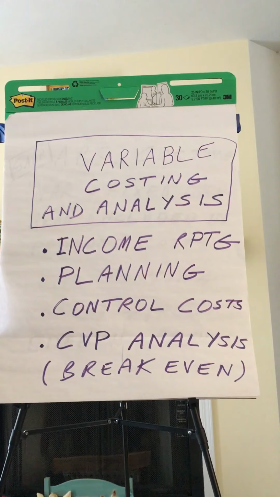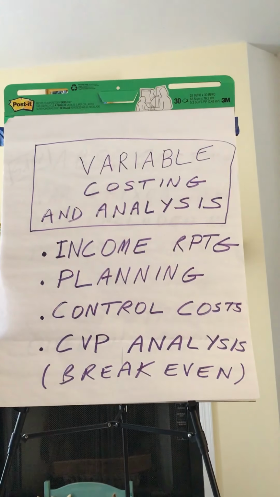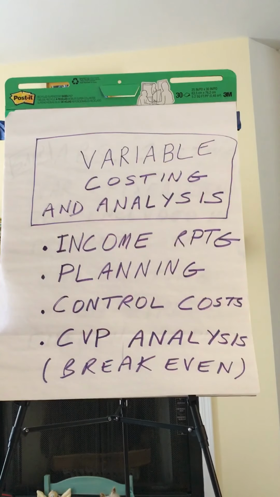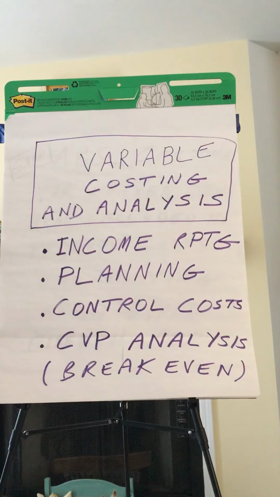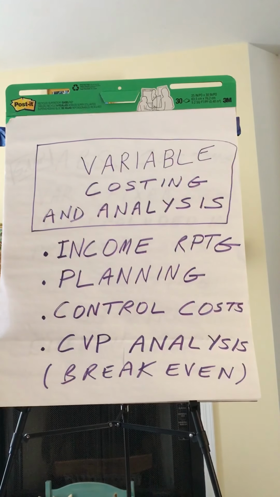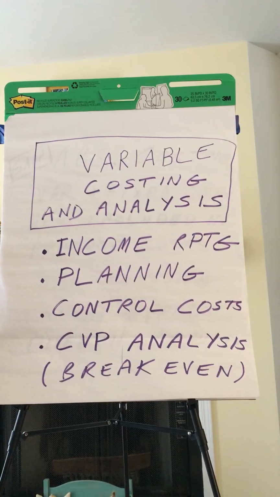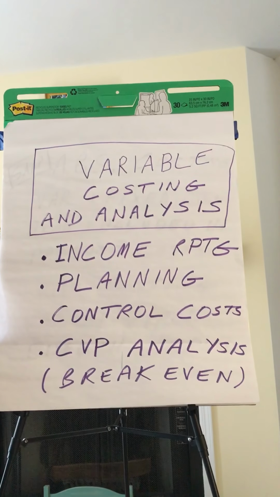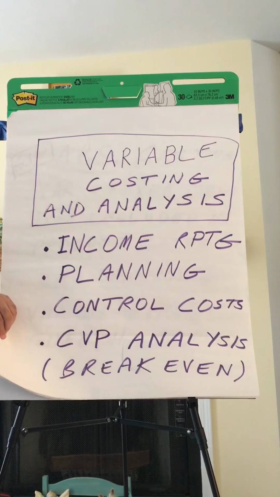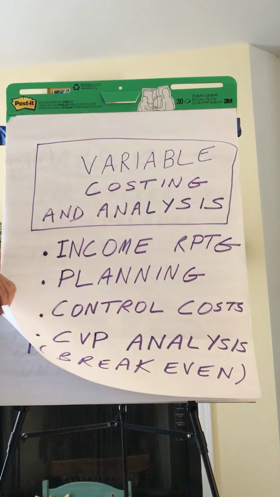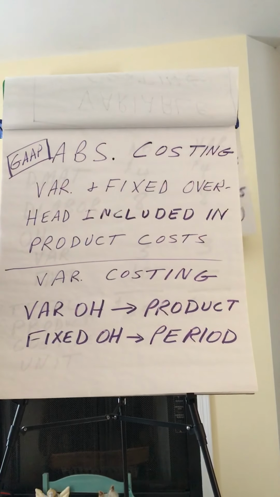Okay, so what are we looking at? Income reporting, planning. Planning's big with managerial accounting, of course, and controlling costs, any kind of accounting, right? And CVP analysis, that's cost, volume, profit, also known as break-even analysis. We've gone over that already. Fixed costs over price minus variable cost per unit. Okay, flip chart on to page 2.